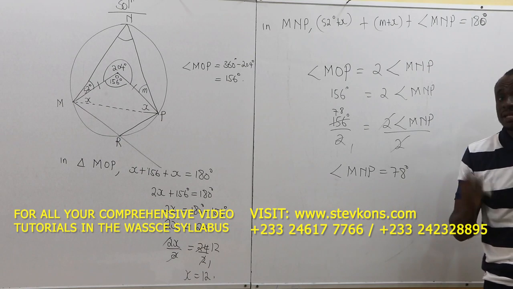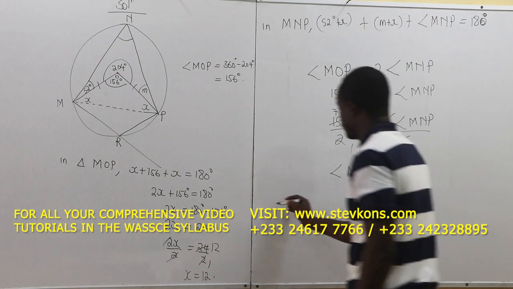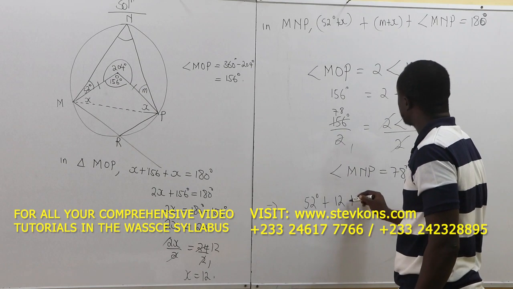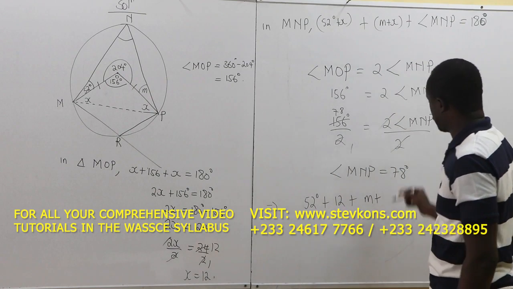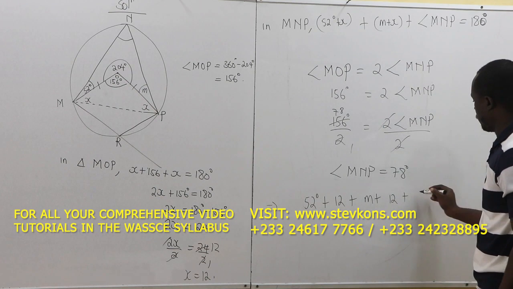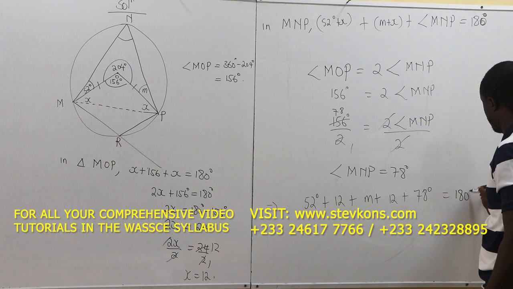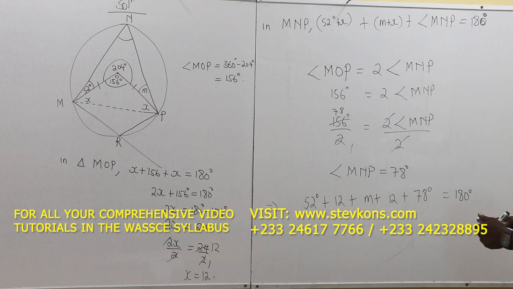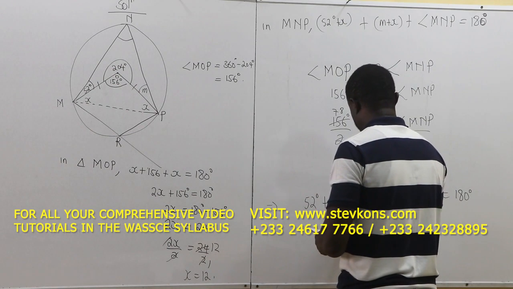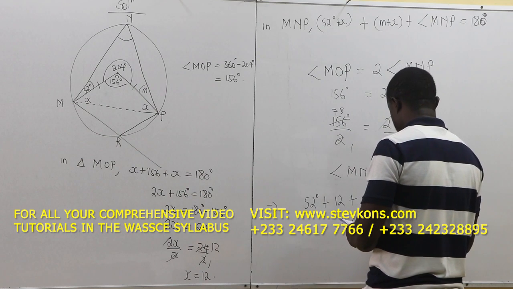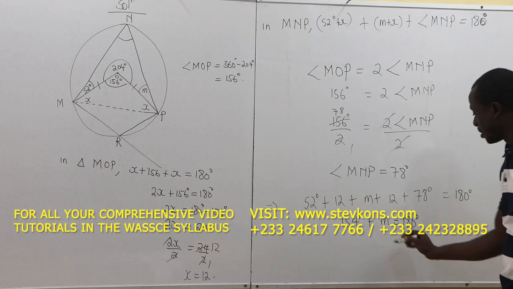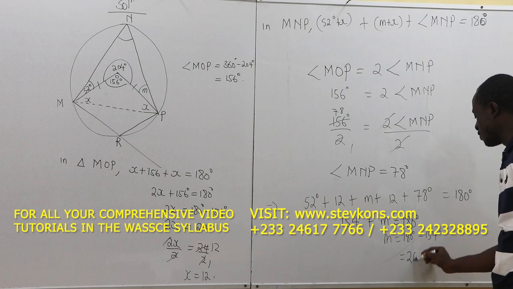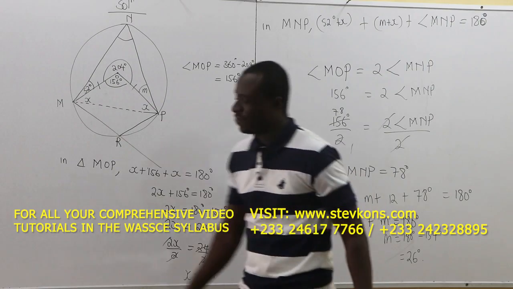The angle a chord makes at the center is twice the angle that it makes at the circumference. Okay? So you have 52 degrees plus x. What is x? x is 12. Plus m. Plus x. What is x? 12. Plus MNP, which is 78 degrees, equal to 180 degrees. Now 52 plus 12 plus 12 plus 78, and this is giving us 154. So you have 154 degrees plus m equal to 180 degrees. So clearly our m is 180 degrees minus 154 degrees, and this is just equal to 26 degrees. That's very, very easy.